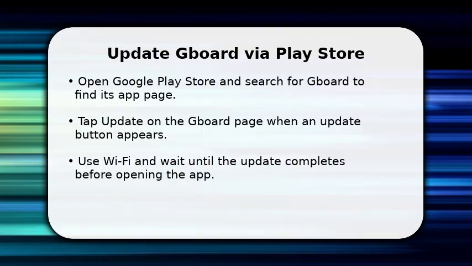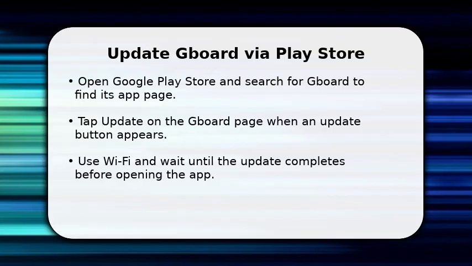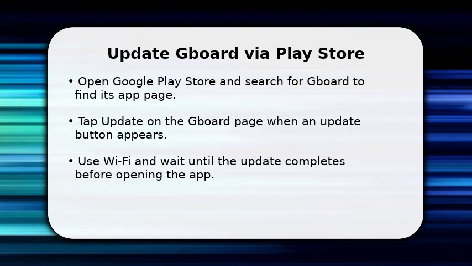Open the Google Play Store on your Android phone to update Gboard. Search for Gboard in the store using the top search bar. Tap the Gboard app entry to open its page and review details. If an update button appears, tap Update to download the latest version to your device.